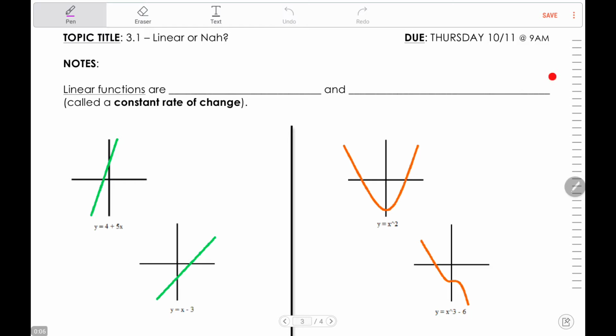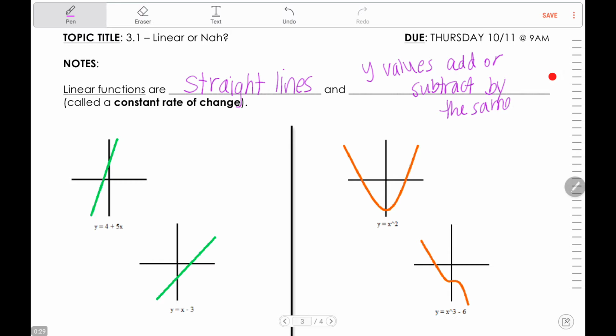So linear functions we've already talked about, and they are straight lines. And what's particular about them is that their y values, if we look at a table, add or subtract, this is super important, by the same number. It's add or subtract. That's the key word. And another word for that is a constant rate of change. So let's take a look.